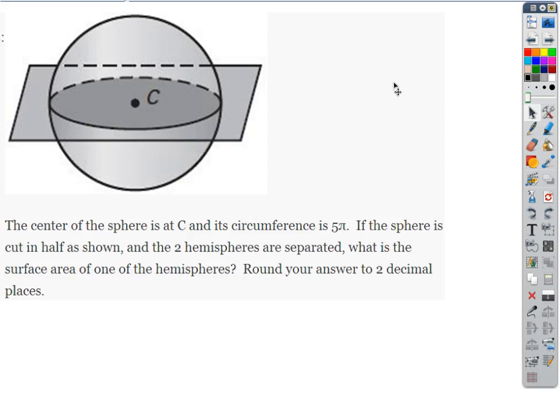All right, so first of all, let's find what r is. If I know the circumference is 5 pi, and that's equal to 2 pi r, what do I do to solve for r?